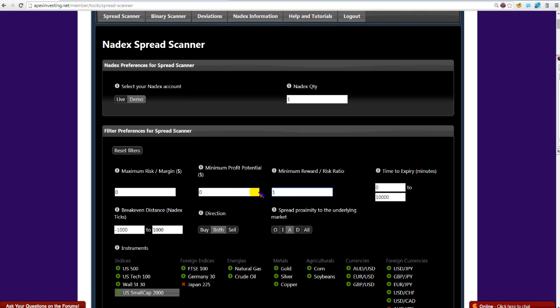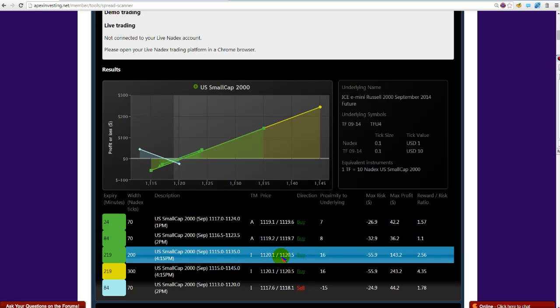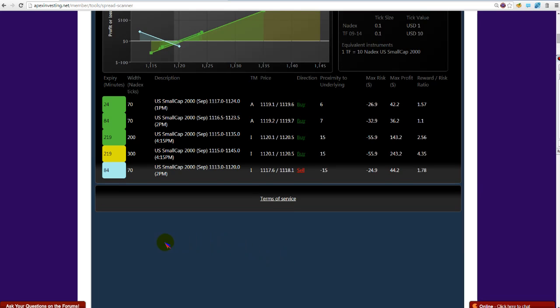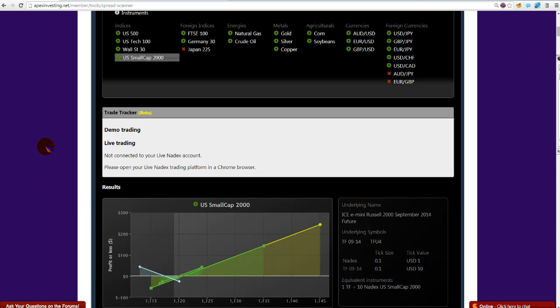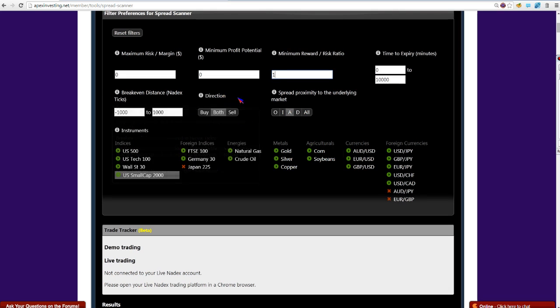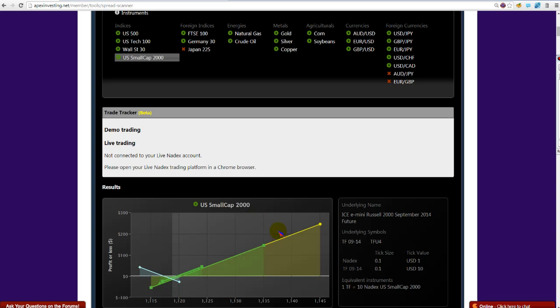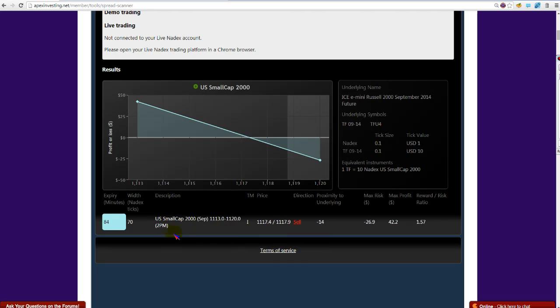I want a 1-to-1 risk-reward ratio, and that'll immediately limit my spreads down. I could say maybe I want to sell. If I did that, here's the spread that's available, this one contract right here. Here's your sell spread. It's for the current hour, 2 o'clock. You've got an hour and a half left on the trade, 13 ticks away. Okay, I'll take that trade, because that meets all my requirements.